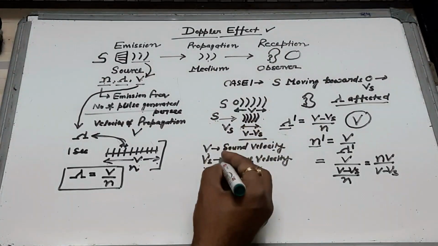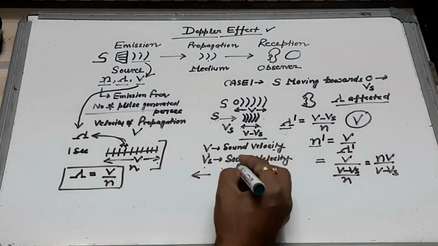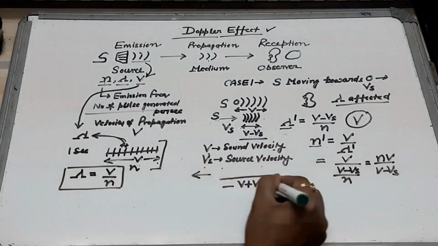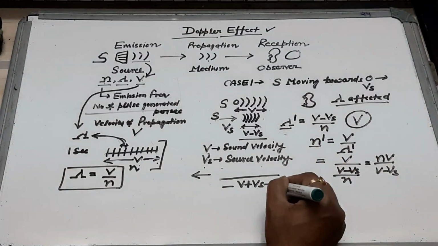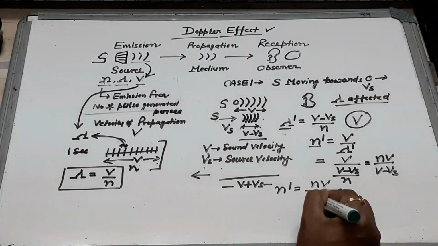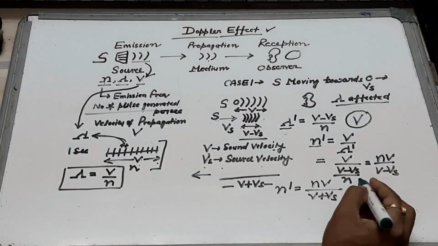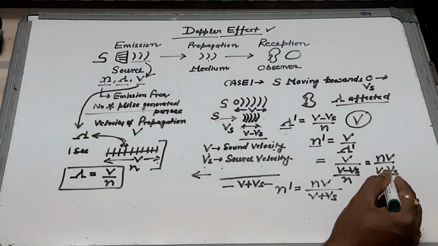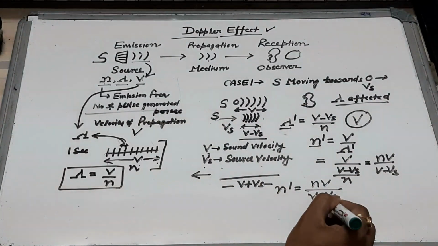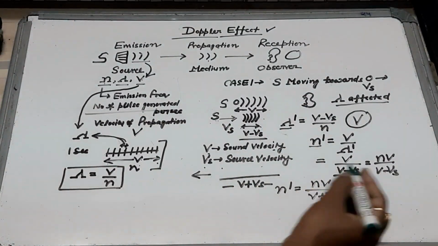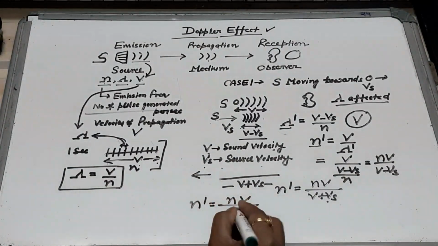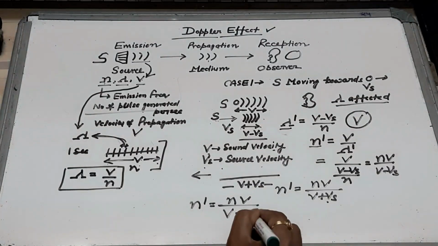In the opposite case, when source moves away from the observer, for n pulses to spread, it will get more length, like v plus vs. So the effective frequency will be n dash is equal to nv by v plus vs. In a similar fashion, in the first case we will get minus sign here. In the second case, when source is moving away from the observer, we get plus sign here. Or combinedly we can write n dash is equal to nv divided by v plus minus vs.